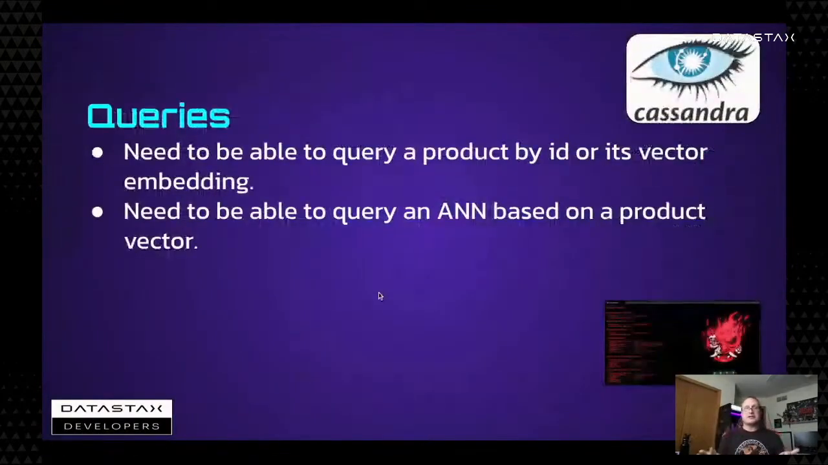So the queries that we need to be able to support, we need to be able to query a product by its ID or its vector embedding. And additionally, we need to be able to query based on an ANN, or approximate nearest neighbor, based on another product's vector. So that is what we're going to try to do today.